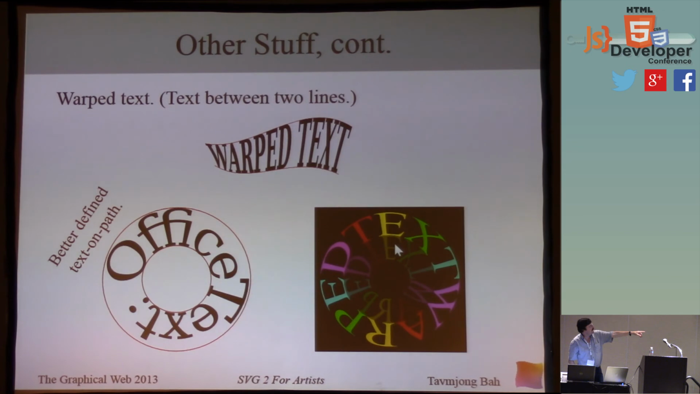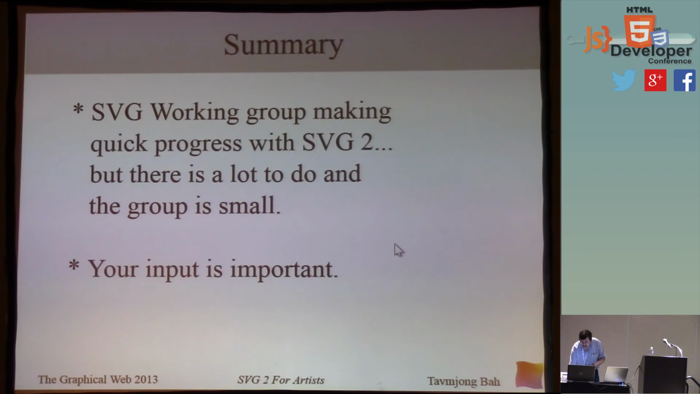Actually, the office text is something you can do in SVG 1.1, except you're not going to get what you see there. You're going to get kind of blocks of letters going around. They're not going to wrap around, like, look at the FFI. So hopefully we can better define what you're supposed to do when you have text wrapped around a path.